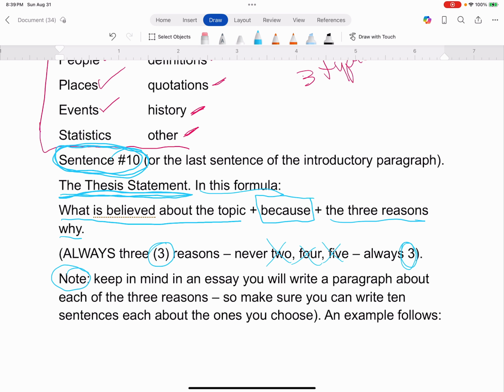Can I write 10 sentences about this? If you can't, pick something else. If you can and you're assured that you will be able to, choose that topic. Choose that one of the 3 reasons. But if you have a reason that you don't think you're going to be able to get 10 fully developed sentences out of, you need to choose something else.